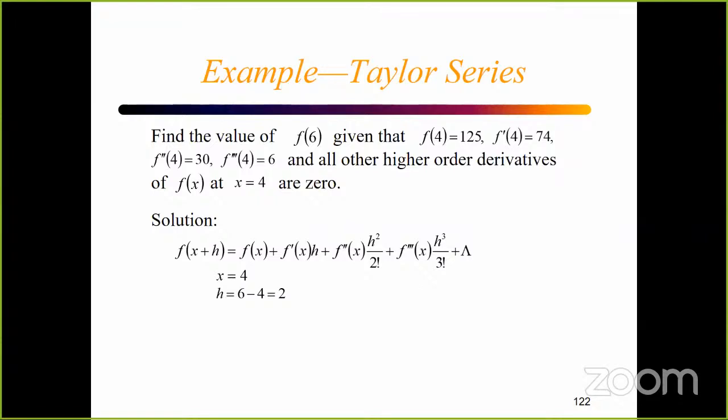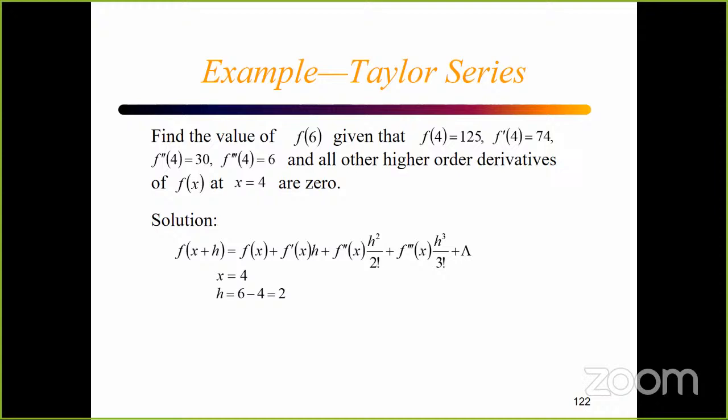Find the value of the function. For example, find f of 6, given that we know the value of the function at 4, and its derivative, double derivative, and triple derivative at 4, and all other higher order derivatives of f of x at x equal to 4 are zero, so they are negligible. How can we estimate it without knowing the function? They give in the table: f of 4 is 125, f prime of 4 is 74, the double derivative is 30, and the triple derivative is 6.